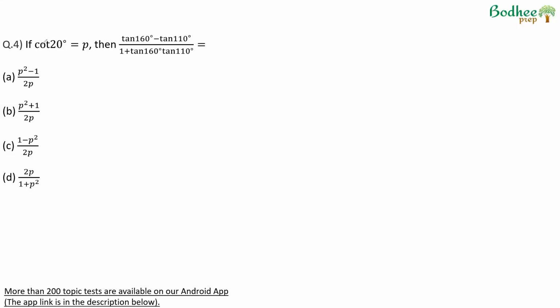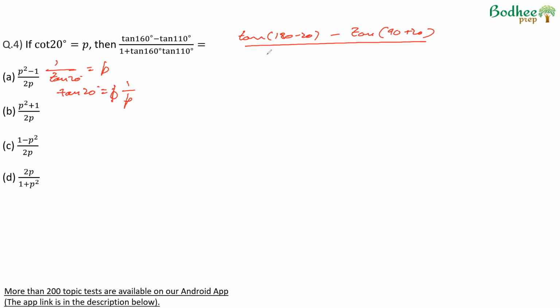If cot 20 is P, cot 20 is 1 by tan 20. So 1 by tan 20 degree will be P, which means tan 20 degree will be 1 by P. Now, tan 160 is nothing but tan(180 minus 20). Tan 110 will be tan(90 plus 20). 1 plus tan(180 minus 20) into tan(90 plus 20).